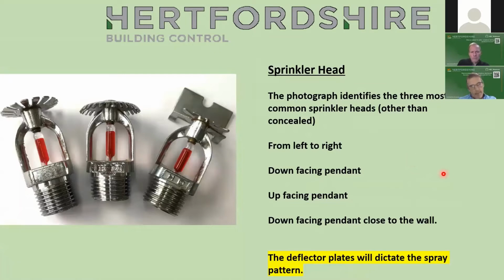These are 3 sprinkler heads, and of course these fellas here, the deflector plates, they are key for the spray patterns. And this is all down to manufacturer's instructions and manufacturer's data, I should say, and design. And from left to right, that's a downward facing pendant, so the ceiling would be there. That would be an upward facing pendant. As you can see, the water would be deflected back down again. So that's an upward facing one, and that would be a downward facing pendant close to the wall, and it would deflect the water away from the wall theoretically. So what to take from that? The deflector plates will dictate the spray flow pattern. That's probably the most important aspect of that.